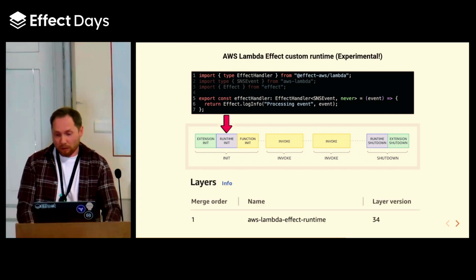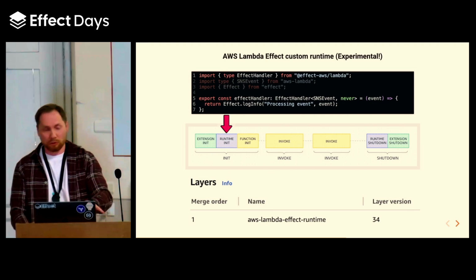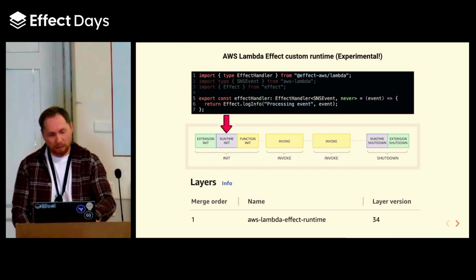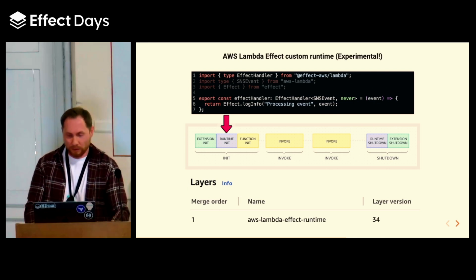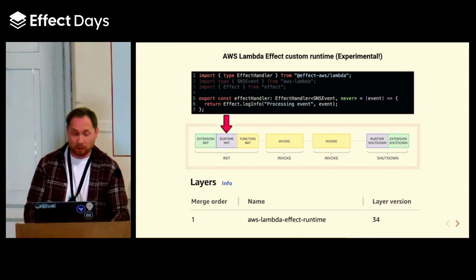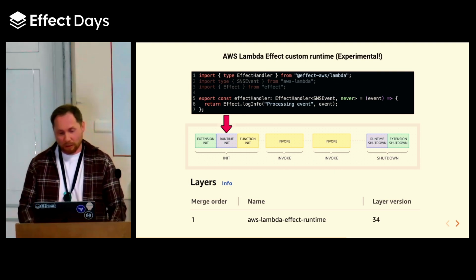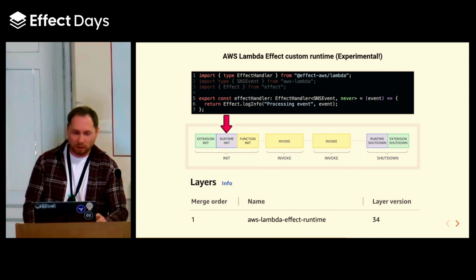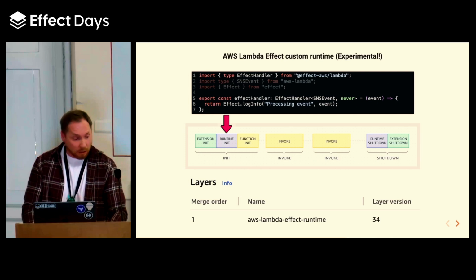So what you need to do is, you don't have to use the adapter for your effectful handler. You just export it directly, and then you build the AWS Lambda effect runtime yourself. I will share all the links at the end, so you can look at how it is implemented. But the idea is, you build this layer yourself, you deploy it in your environment, and then you attach it to a Lambda function, and it will natively work with the effectful handlers.